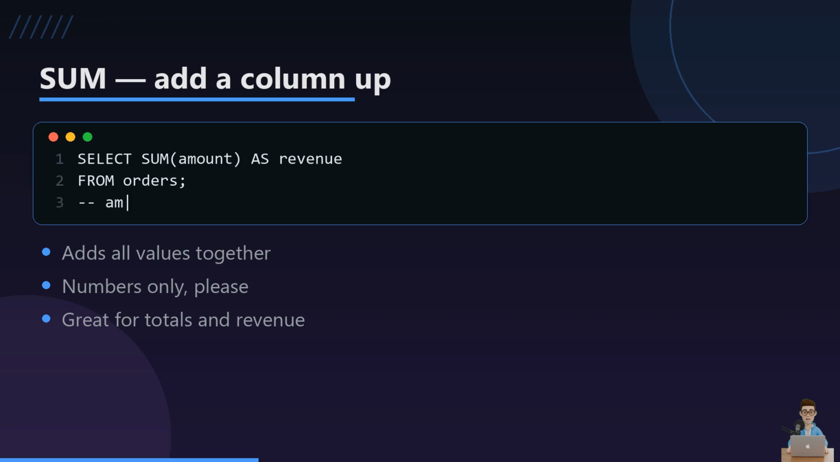SUM is the cash register tape adding everything into one total. Feed it a column of amounts 10, 20, 30 and out pops 60. Just remember it only works on numbers. In short, SUM answers how much altogether.